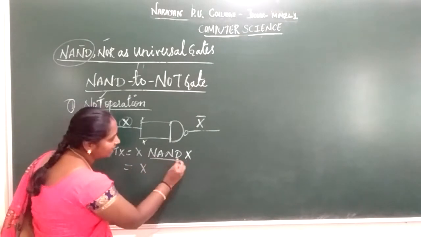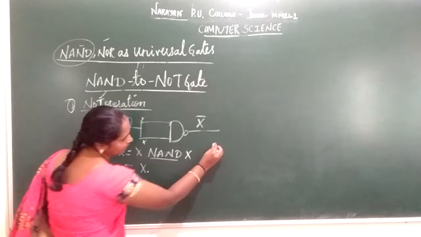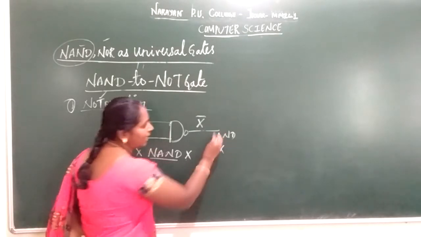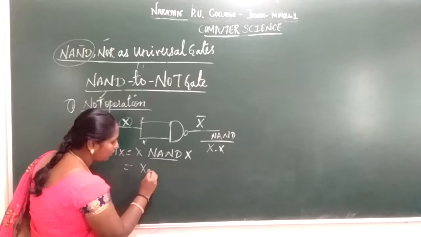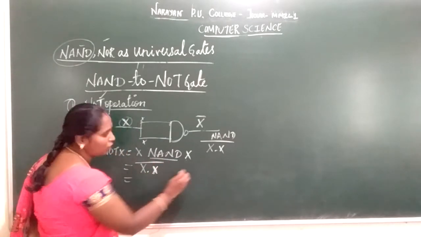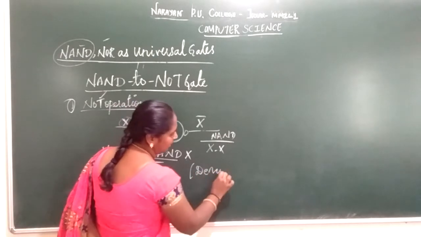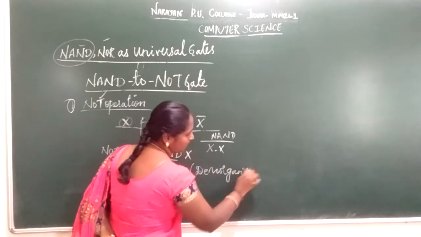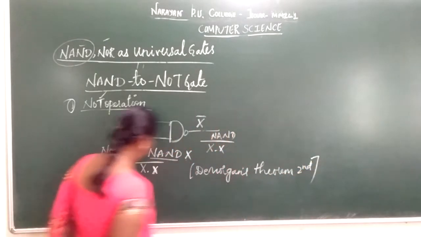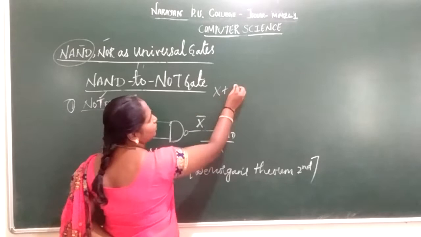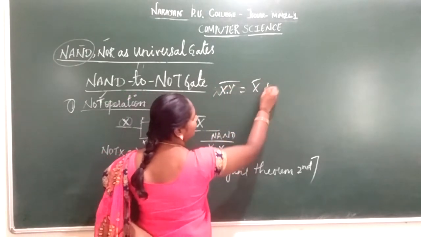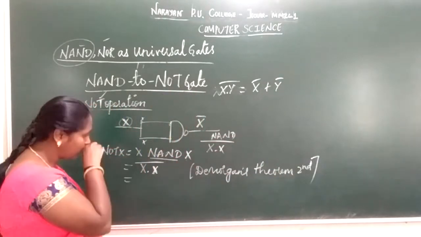So X NAND X: the AND operation is X dot X, and NAND is the complement of that. So the complement of X dot X is according to De Morgan's second theorem. According to De Morgan's second theorem, the whole bar of x into y is equal to x bar plus y bar. So this is De Morgan's second theorem.